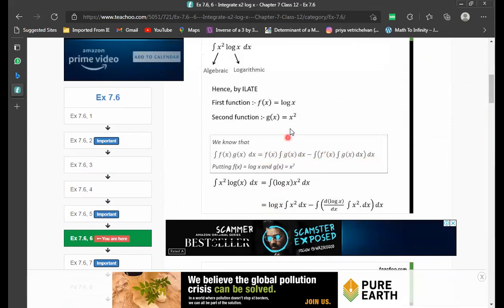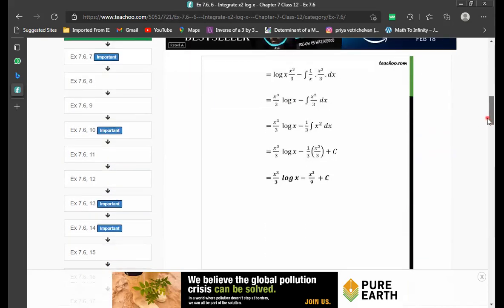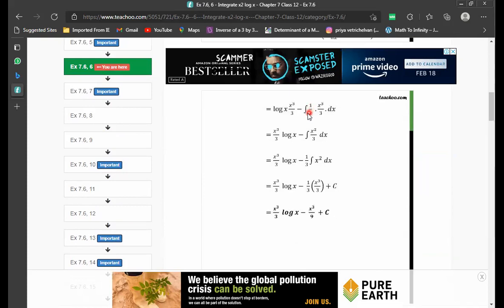The integral of g of x: when you integrate x square, you will get x cube by 3. You will write it here. Minus the integral, put the integral sign again. What is the differentiation of f of x? Differentiation of log x is 1 by x. Integral g of x is x cube by 3. So 1 by x into x cube by 3 will give you the result as x square by 3.